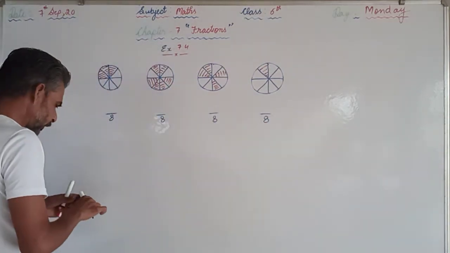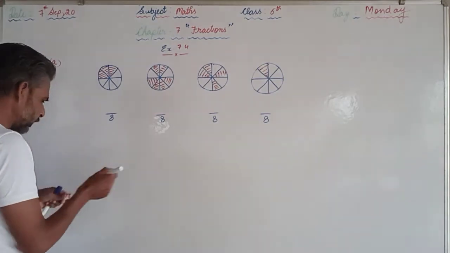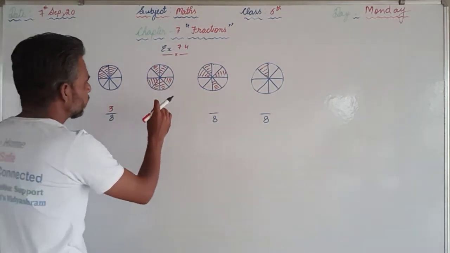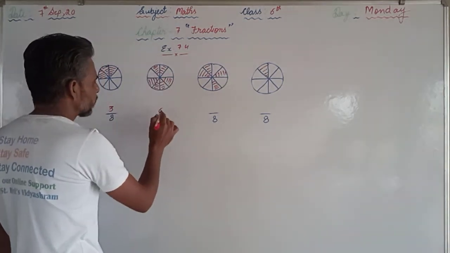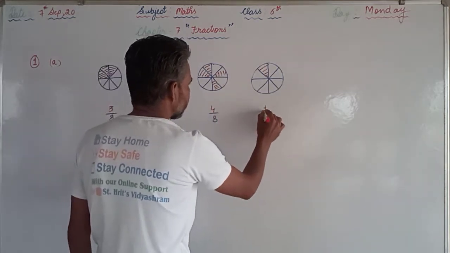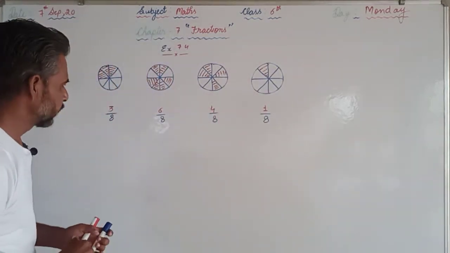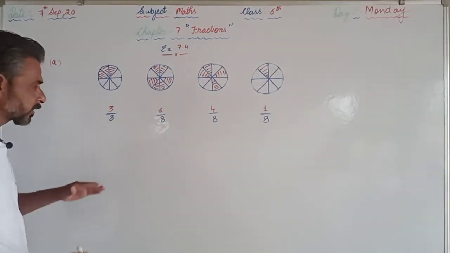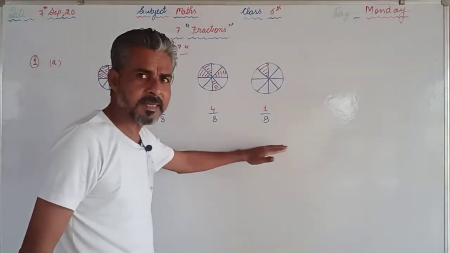The denominator will be 8. Now here how many parts have been shaded? 3. Here 4 plus 2, 6. Here 2 plus 2, 4. Here only 1 part has been shaded. So all these fractions are like fractions. Like fractions means the denominator is same, that is 8.